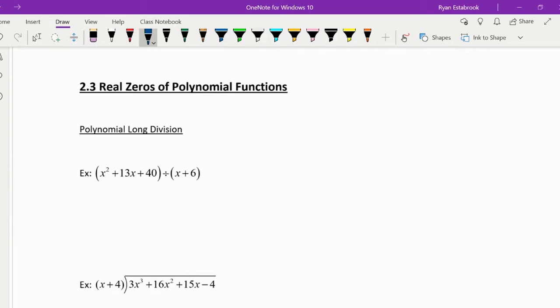This is section 2.3, finding real zeros of polynomial functions. And the first thing we're going to look at is polynomial long division. We're going to take this quadratic and divide it by this linear expression. When you divide by something, that goes on the outside of the division sign, and what we're dividing from goes on the inside. So this is how I would interpret that problem.